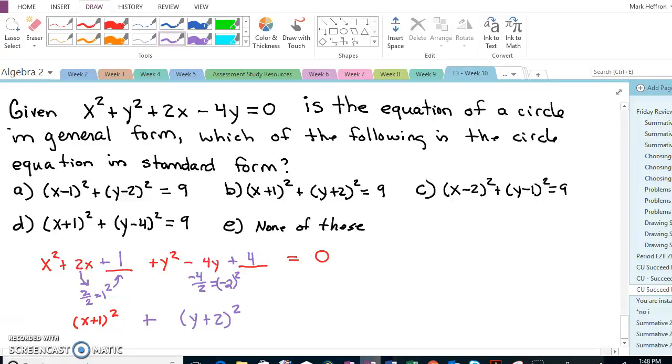These are two perfect squared factors. But notice on the left-hand side, I added a 1 that wasn't there before, and I added a 4 that wasn't there before. So in order for this to be equivalent, I need to add 1 from here and 4 from here. And so now I have all of this equaling 9.